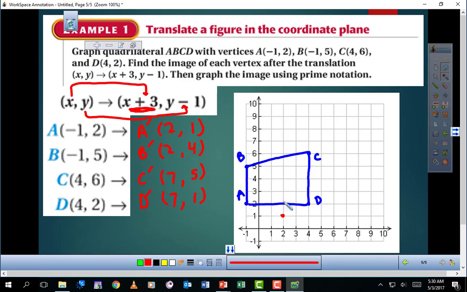So notice what happens. We went over 3 and down 1. And so you can almost do this real easy. You go over 3, 1, 2, 3, and down 1. So of course this is the new location for B prime. And so this location here is A prime. This location here is B prime. See, if we go over 3 and down 1, it should be right here. So it is. It's 7, 5. So here's C prime. And then D prime, 1, 2, 3, and down 1. So there's our new object. It's right here.